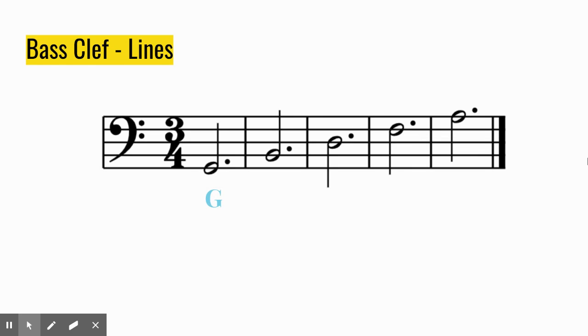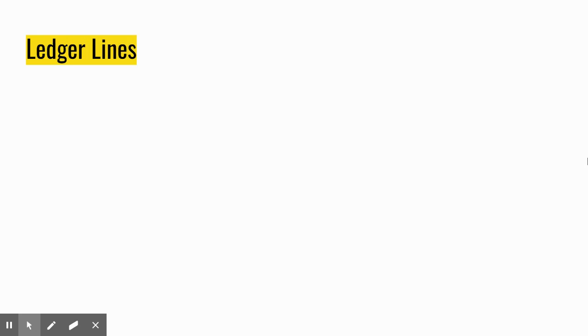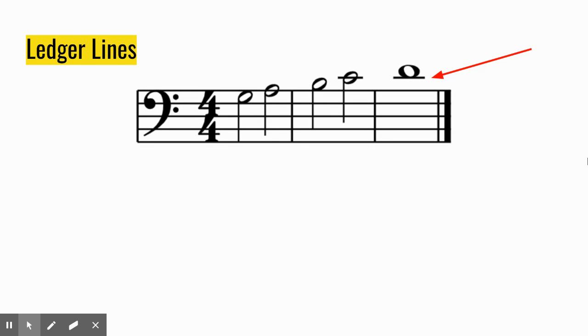Notes on the lines read G, B, D, F, A. Our phrase for lines is going to be "good burritos don't fall apart." G, B, D, F, A. Our instruments can play more notes than the staff can hold. When we need to extend the staff, we use ledger lines. Notice here how the notes still alternate space, line, even with the ledger lines.